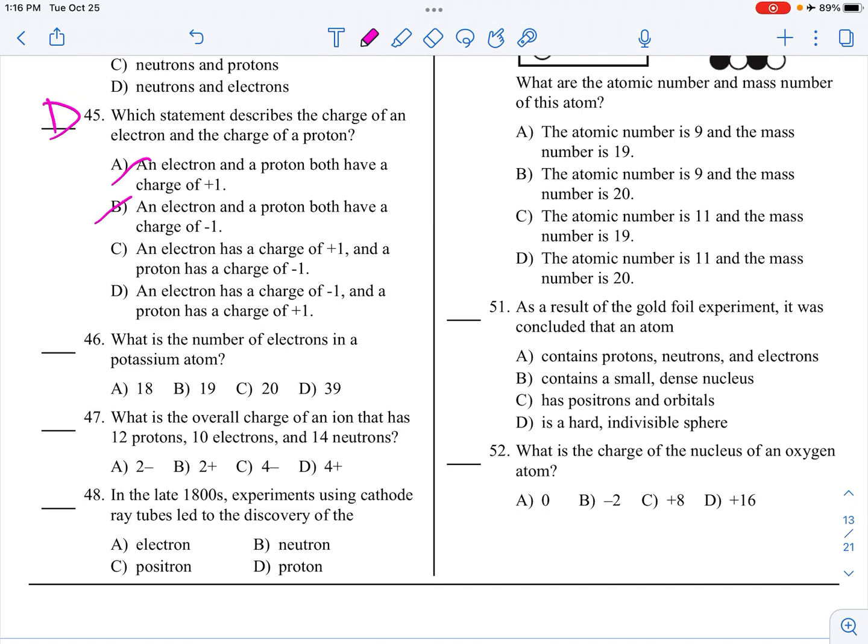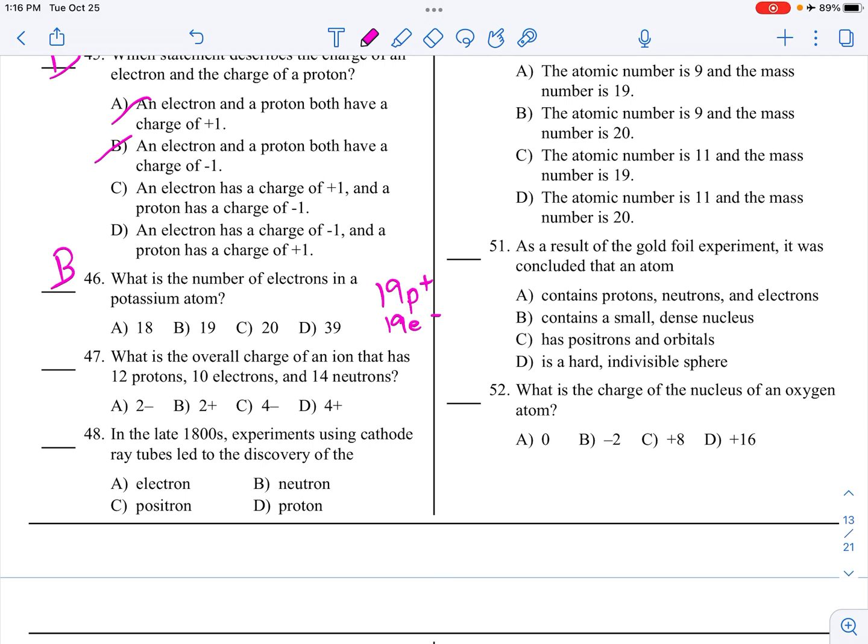What's the total number of electrons in a potassium atom? So potassium, if I go to periodic table, potassium is number 19. So 19 protons, which means we'd need 19 negative electrons to cancel it out. What is the overall charge of an ion that has 12 protons, 10 electrons, and 14 neutrons? I'm going to get rid of this right away because it has no charge. So 12 positives and 10 negatives. It gives me overall plus 2. In the late 1800s, cathode ray tube, that was J.J. Thomson and the electron.